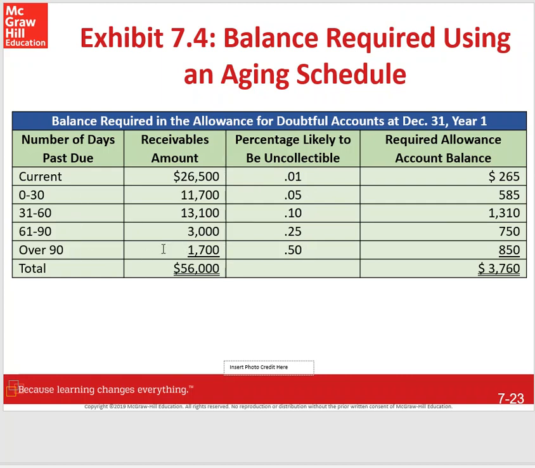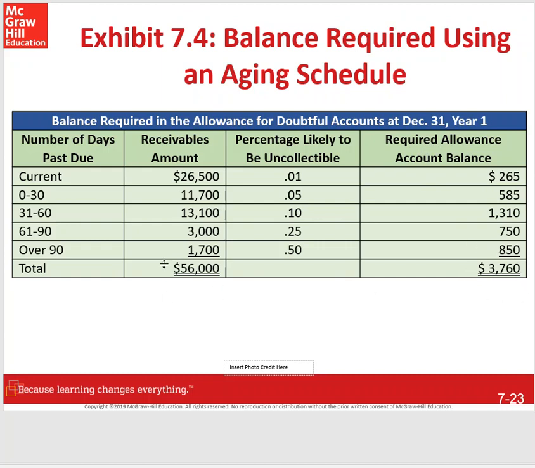They think that of the $1,700 that's over 90 days past due, it's 50-50 as to whether they'll collect it. So what they've done is multiply their balances in their receivables, organized by number of days past due, by the percentage likely to be uncollectible, ranging from 1% up to 50%. And they have computed that over here. So now, using this aging schedule, they're coming up with a different number. They want their desired ending allowance balance, the required allowance account balance, to be $3,760.